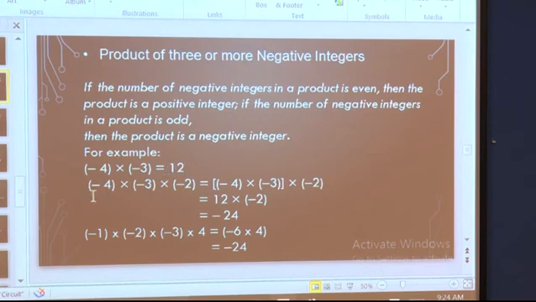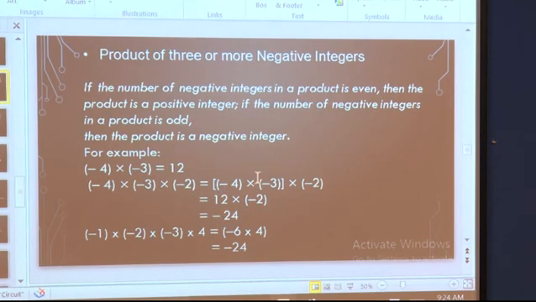So here -4 multiplied by -3 multiplied by -2 is equal to, what? The negative integers are multiplied 3 times. Multiplied 3 times. So what will be the answer here? Yes, everyone is right, because I told you odd number, this is 1, 2 and 3 times we are multiplying the integers. So the answer will be negative.